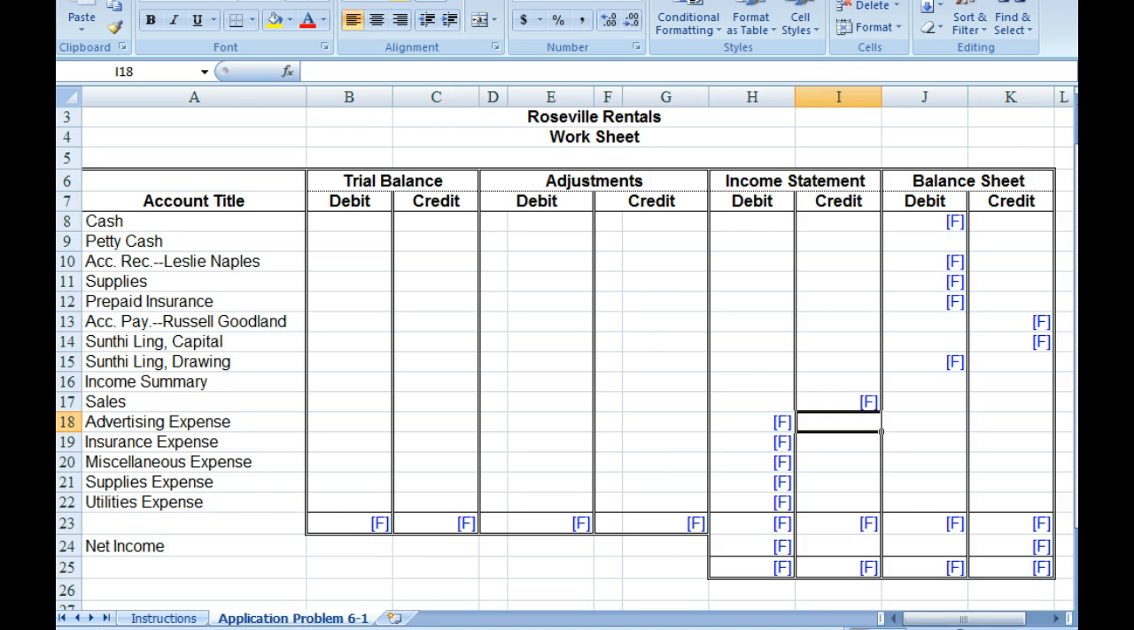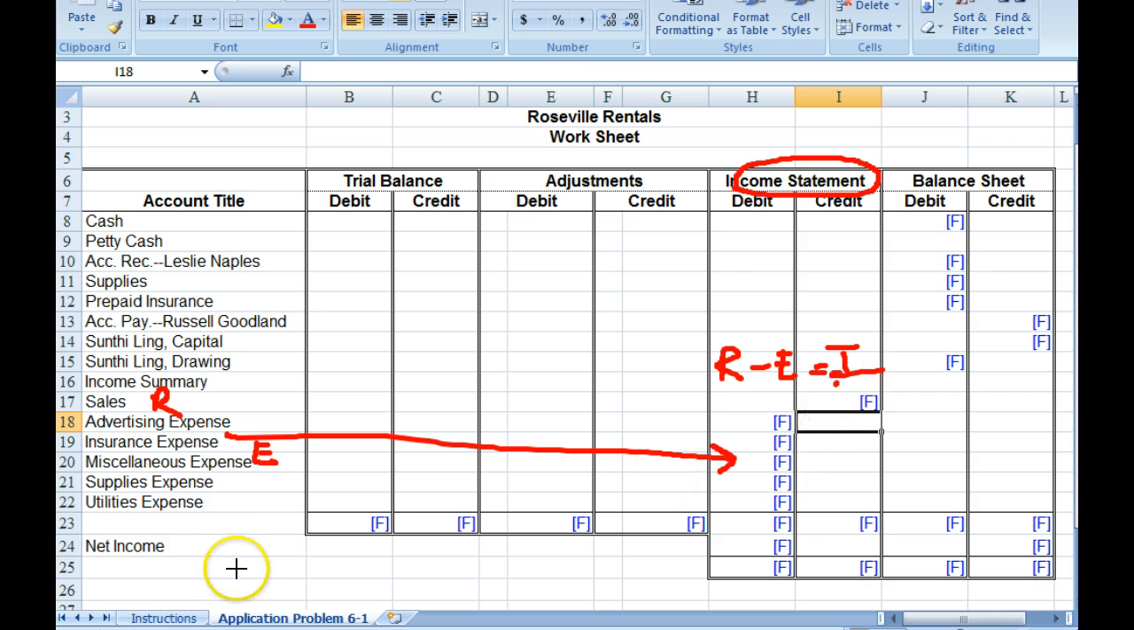There's also sales, which is our revenue account, and all of these expense accounts right here. Okay? All of those we transferred over to the income statement columns. If you remember, income statement is also the name of the report that we put together, because revenue minus expenses equal income.